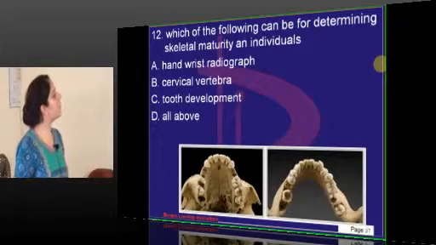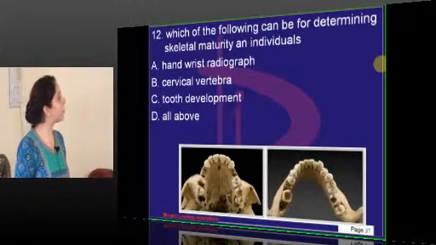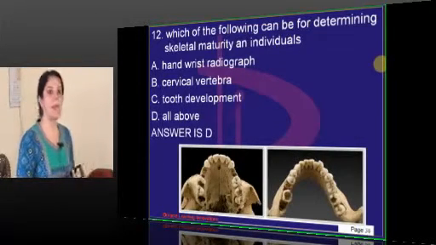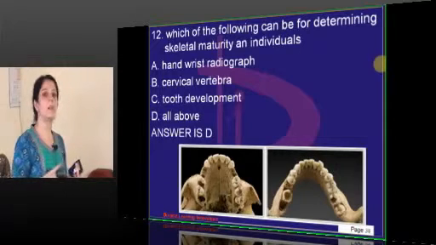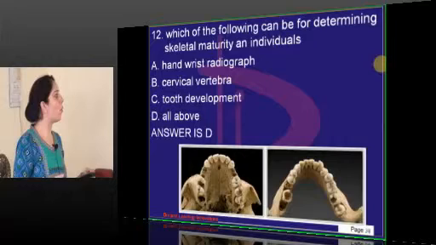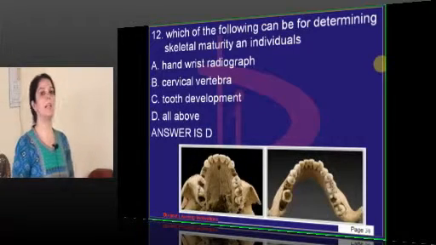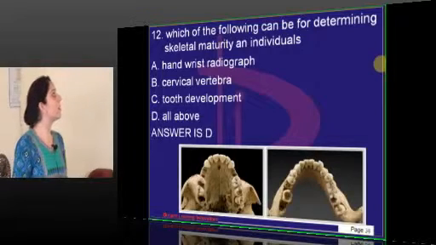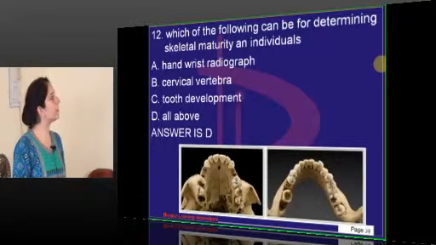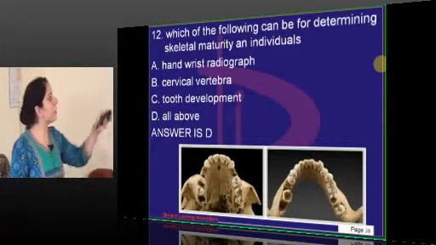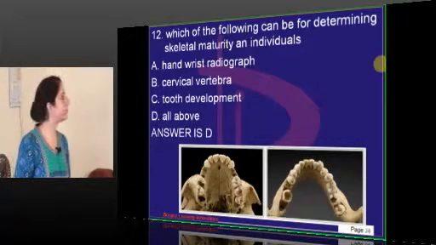Next is, which of the following can be used for determining skeletal maturity of an individual? The answer is all. There are hand wrist radiographs, there are cervical vertebrae radiographs, and also tooth development stages. Now, we cannot say that there is only one particular method which is foolproof or completely reliable. But nowadays cervical vertebrae is mainly used routinely. The rest can be used as accessory methods.